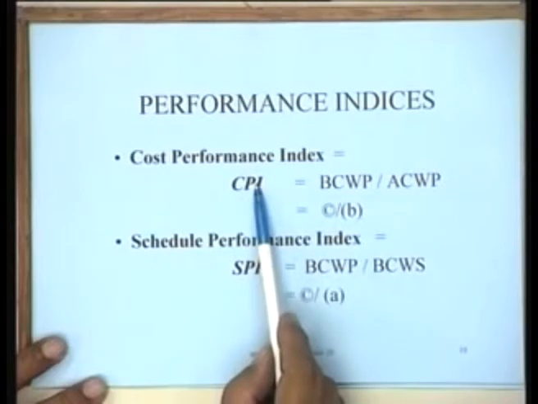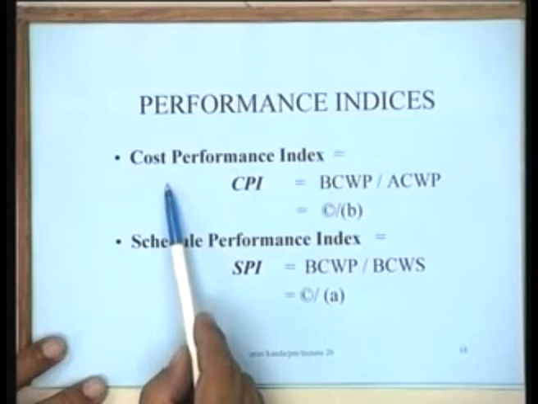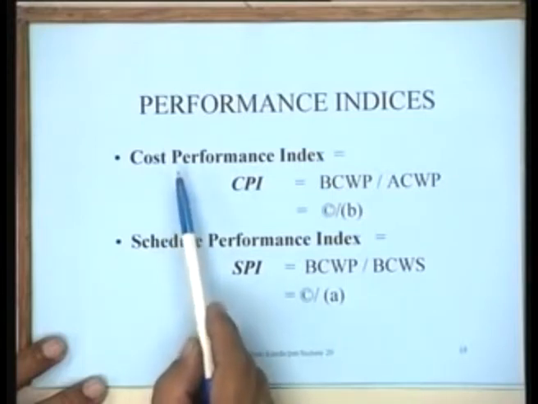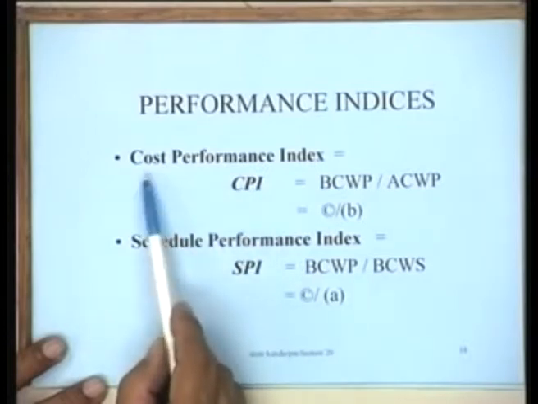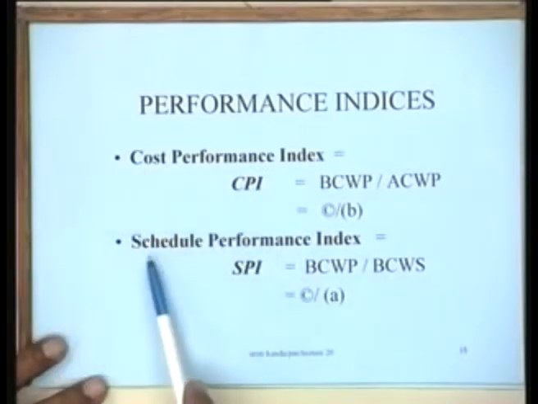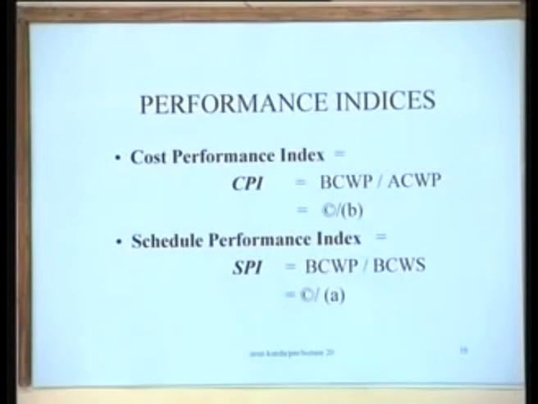This ratio can be calculated. Obviously, if the project is performing fine, this will be 1. If the project is performing better than normal, it will be greater than 1. And if it is less than 1, it shows that the project is not performing well. Similarly, the schedule performance index measures the relative placement of curve C with regard to A, the budgeted cost of work performed divided by the budgeted cost of work scheduled, and this is C by A, and in the same manner this can be computed.